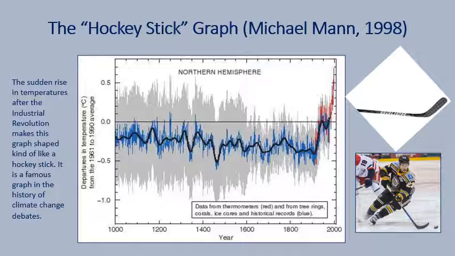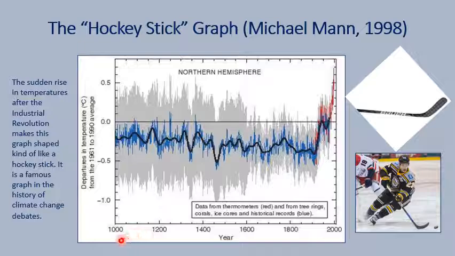So one of my favorite pieces of proof for human-caused climate change is what's called the hockey stick graph by Michael Mann. And I like the hockey stick graph because it brings together history and science in a form that's kind of memorable, and it's the form that looks kind of like the hockey stick. You have the gradual decrease through here, and then the sudden rise at the end, kind of like the hockey stick gradually goes down and then comes up at the end.